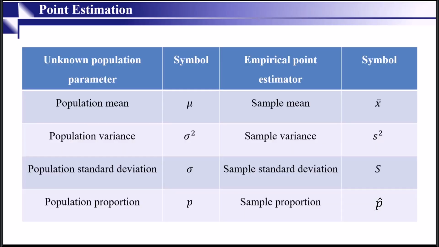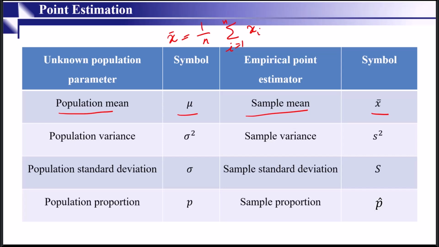Let's look at how population parameters relate to their sample estimate. For the population mean, we show it by mu. The empirical point equivalent is the sample mean that we show by x bar. And this x bar is equal to 1 by n sum of i from 1 to n xi, right? This is the sample mean.